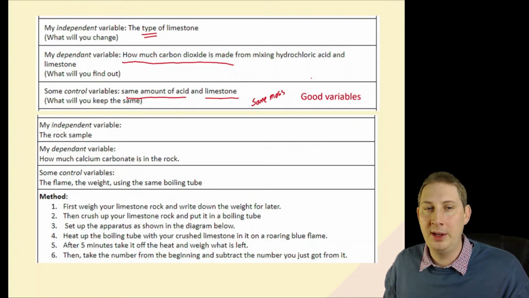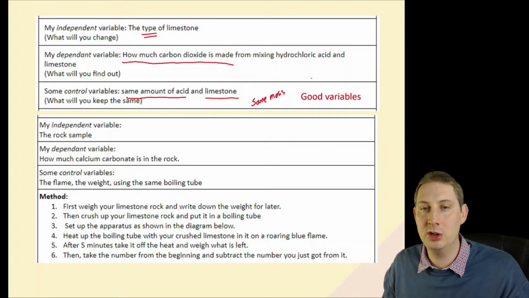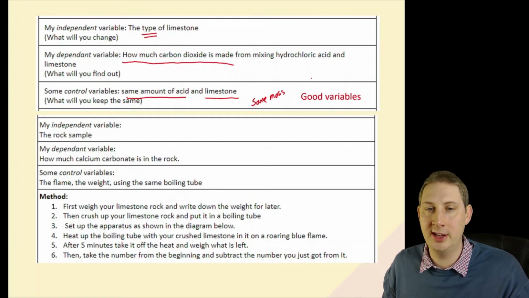Another example below contains a fairly good method. First, weigh your limestone rock and write down the weight. Crush up your limestone rock and put it in a boiling tube. Set up the apparatus as shown in the diagrams below. Heat the boiling tube with your crushed limestone on a roaring blue flame. After 5 minutes, take it off the heat and weigh what's left.